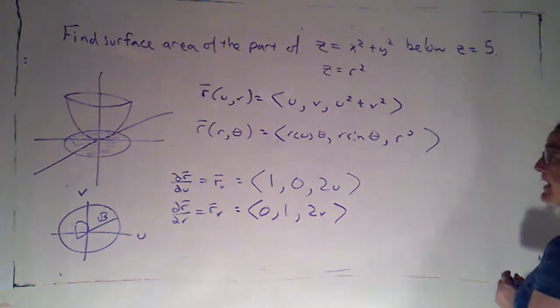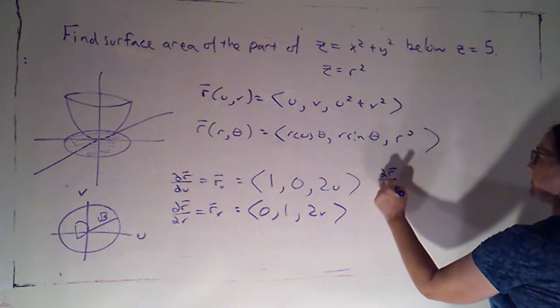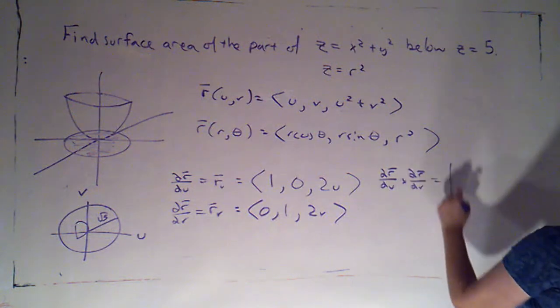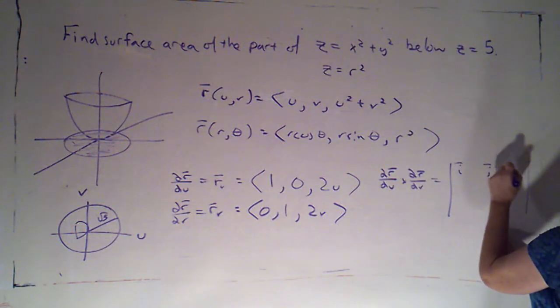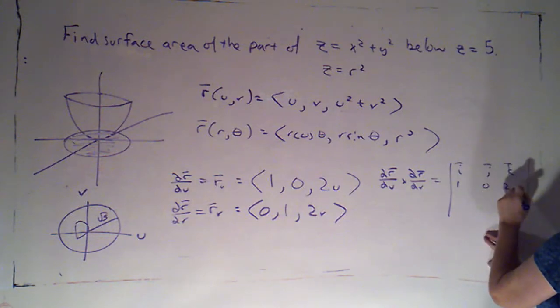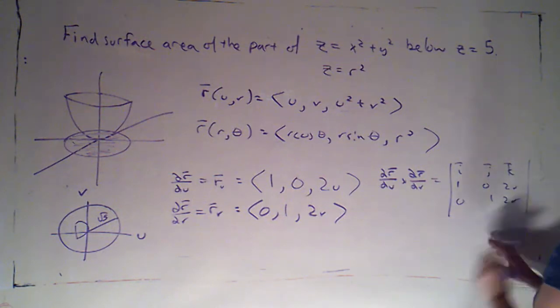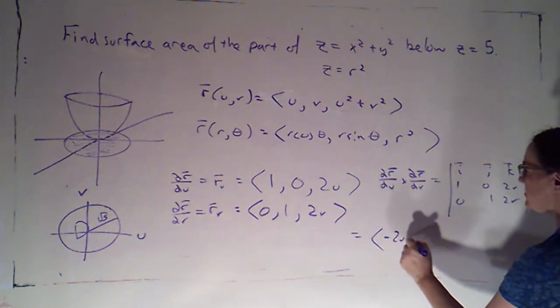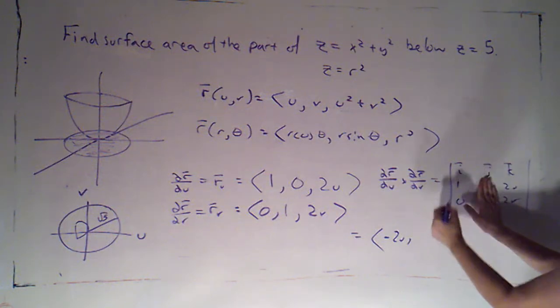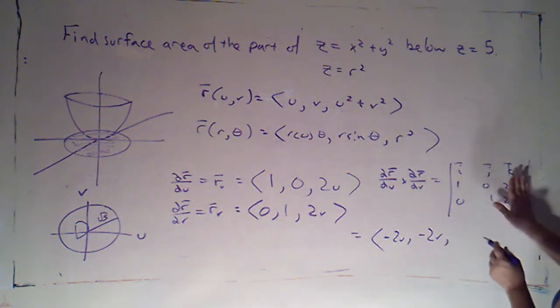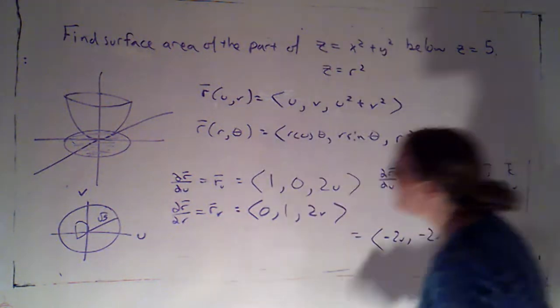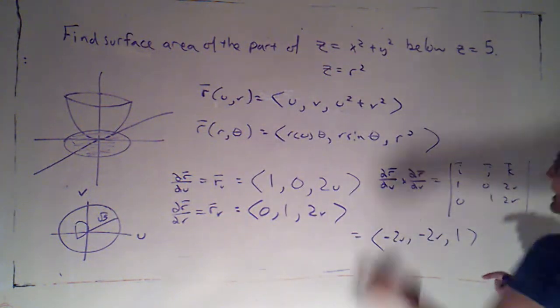So if I calculate the cross product, partial of r with respect to u, crossed with the partial of r with respect to v, that's going to be the symbolic determinant i, j, k, 1, 0, 2u, 0, 1, 2v. So that's going to give me, for the i's, nothing minus 2u. For the j's, nothing minus 2v. And for the k's, 1 minus 0. Okay, excellent.